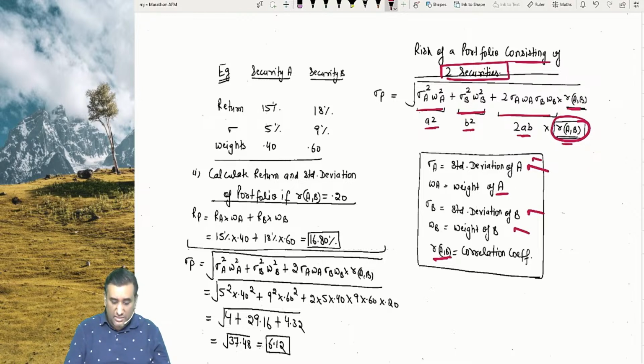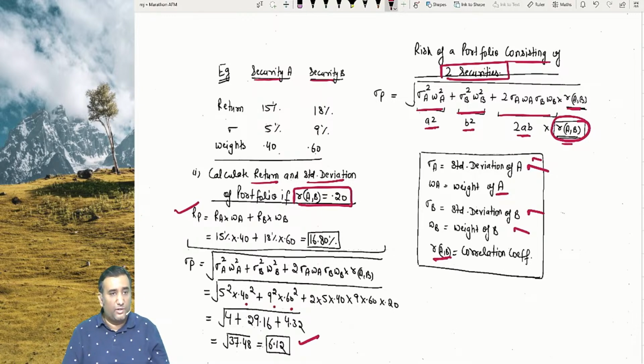I've taken an example here to understand securities A and B: 15%, 18%, 5, 9, 0.4, 0.6. Calculate the return and standard deviation of the portfolio if RAB is 0.2. Return of a portfolio is return of A into weight of A plus return of B into weight of B. For standard deviation, when you apply the formula, maybe you don't need to check formulas, or if you remember the formula fine, just do the calculations so that you're comfortable when you revise at home. It's A square weight A square, plus B square weight B square, plus 2AB into RAB. You should get 6.12.